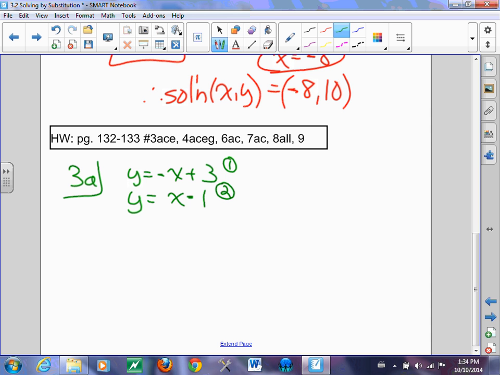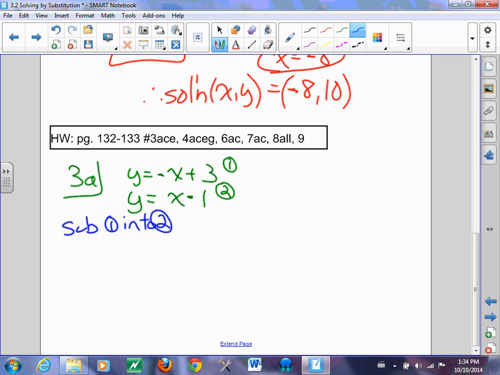So, all right, ladies and gentlemen, what's different about these is they're both rearranged and they both have a variable isolated. So I don't want you to be confused about this. We just don't need to rearrange any equations. So we're just going to say sub 1 into 2, or you could say sub 2 into 1, it doesn't matter. Okay, so what does that mean?